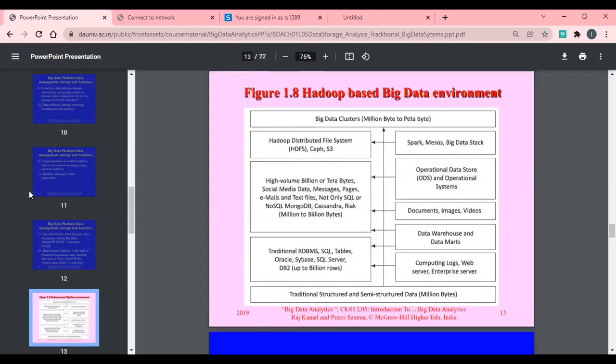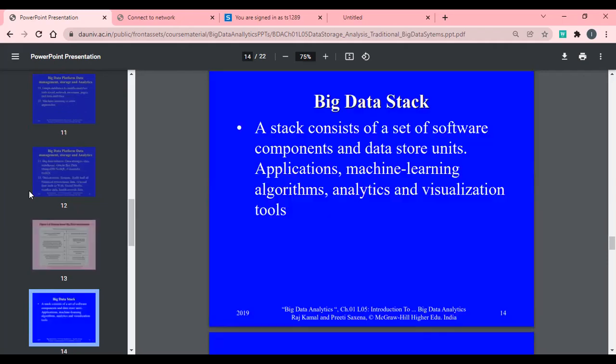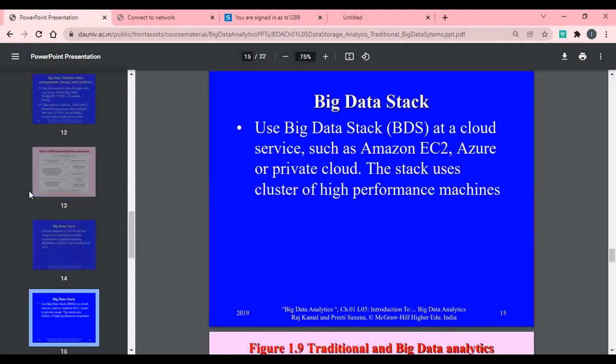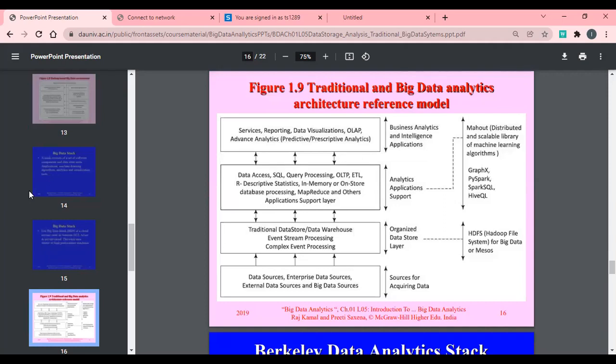This is a Hadoop-based big data environment diagram. This is the Hadoop distributed file system architecture. So traditional structured and semi-structured data is only in millions of bytes, whereas billions and trillions of bytes are possible for big data analytics data management. We use the Hadoop distributed file system. The big data stack: how we are going to use the stack methodology in big data, and how BDAS, the big data stack, is used. We are going to compare traditional and big data analytics. We are discussing this in this topic.